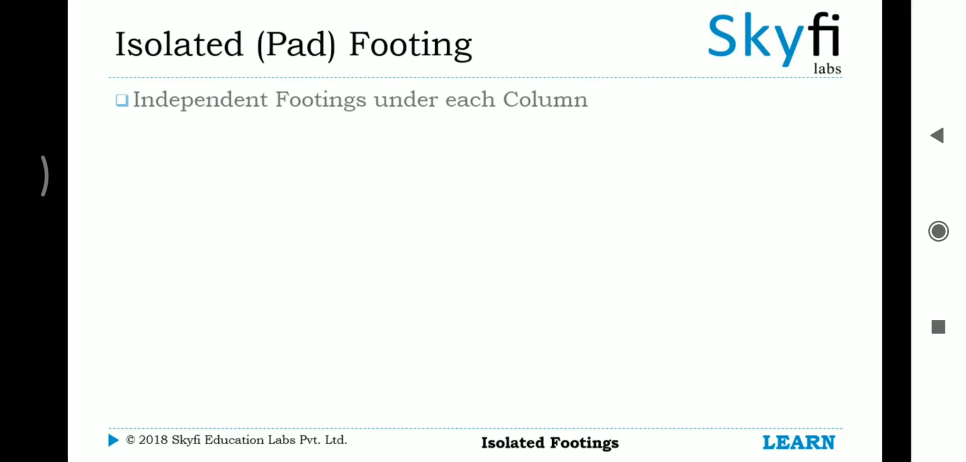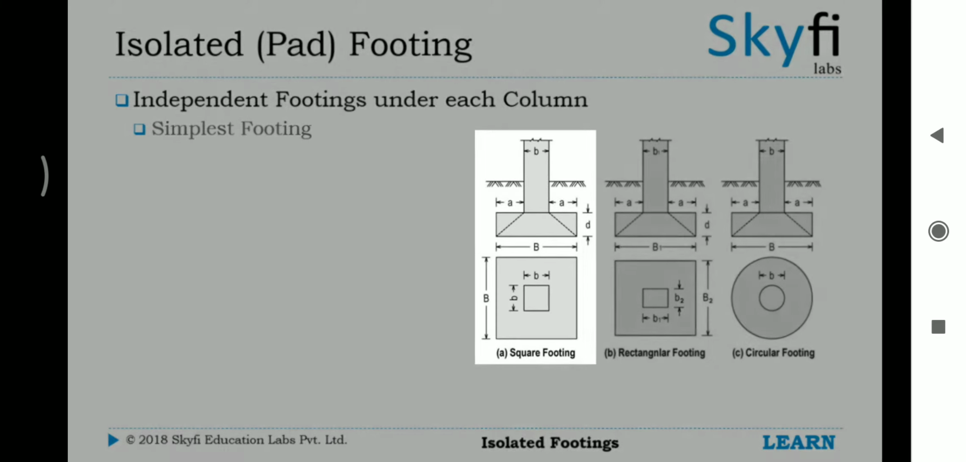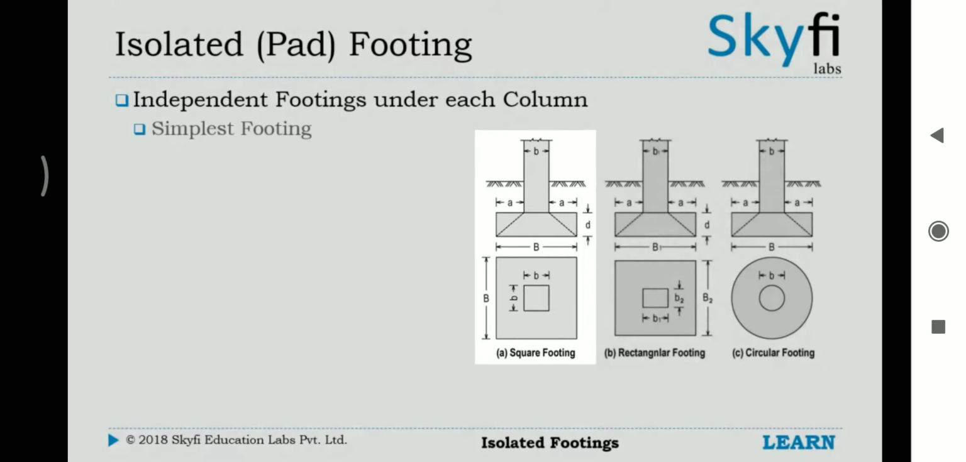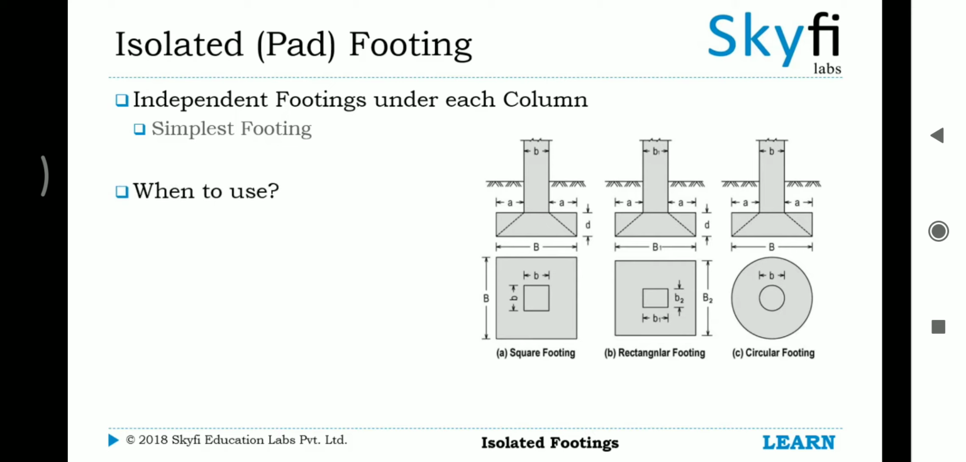Isolated footings are independent footings, provided under each load-bearing column. The footings have a very simple design, and mimic the cross-section of the column they are supporting. A square column is provided with a square isolated footing, a circular column with a circular footing, and so on.